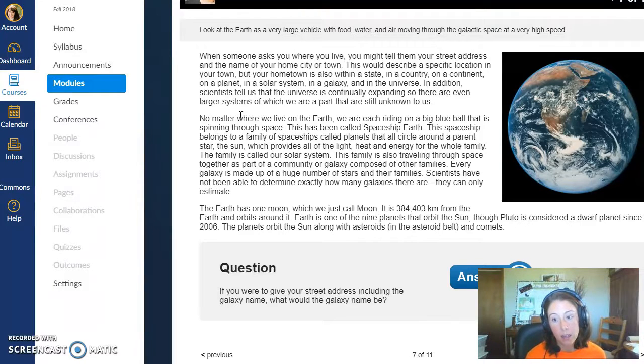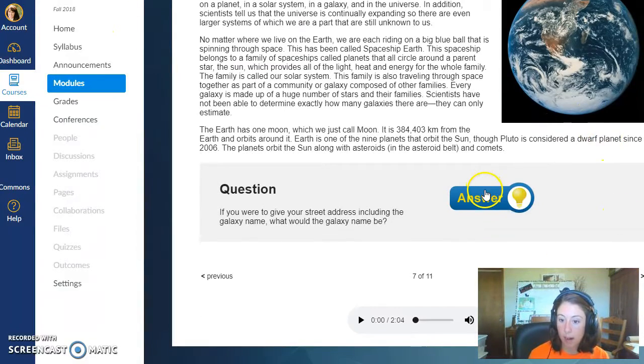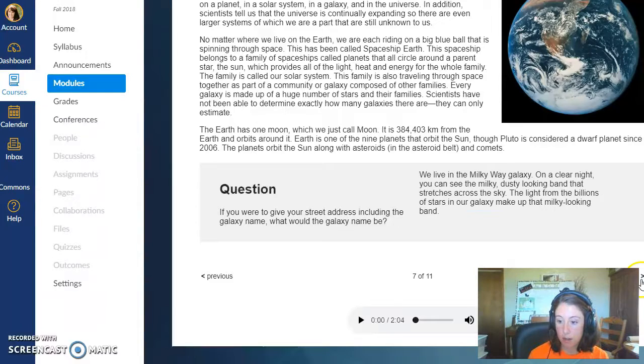So it's saying, in terms of your address, be sure that you understand not only where you live on Earth in terms of your physical address, but be sure that you understand that you live on Earth, its location in terms of our solar system, and its location in terms of our galaxy. All right, and then you've got another question and answer here. Be sure you have that written down.